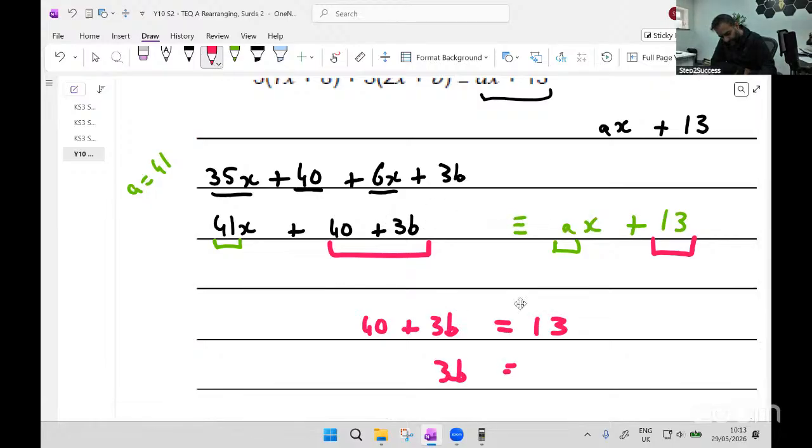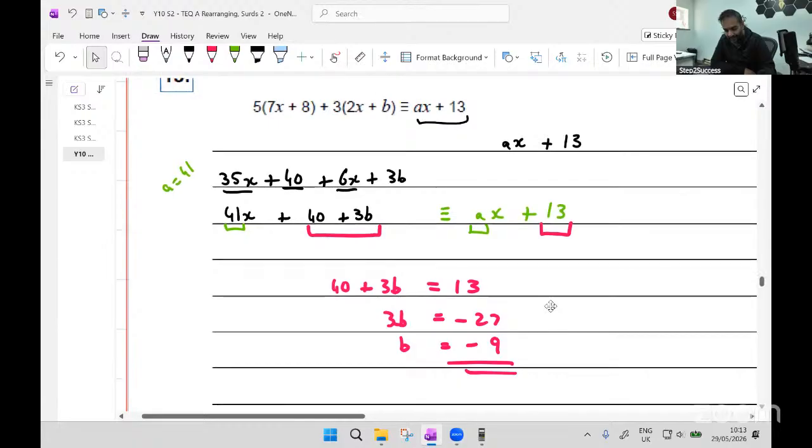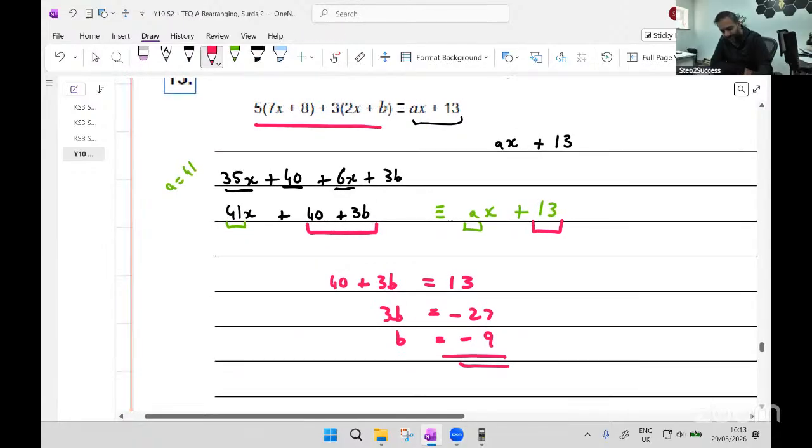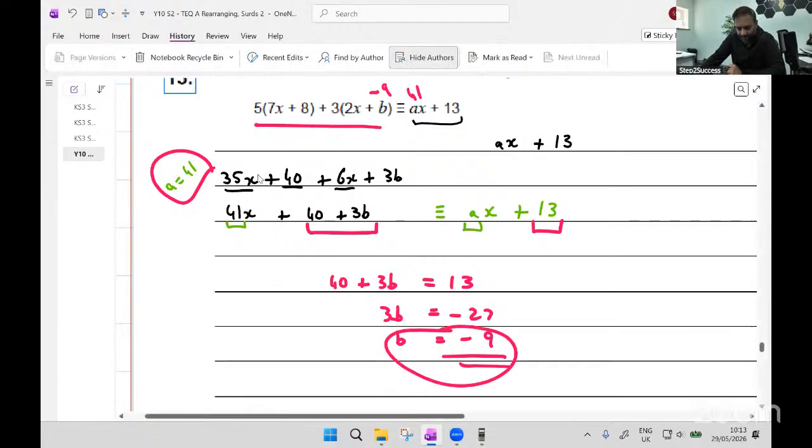If we take away 40, I think you get minus 27. And b is therefore minus 27 divided by 3, which is minus 9. So if b is minus 9, then you end up with this side looking exactly like the other side, which has a 41 there. So they're the two answers. a is 41 and b should be minus 9. And that, I think, is all the questions you asked. Is that right? 13? Yep, fine.